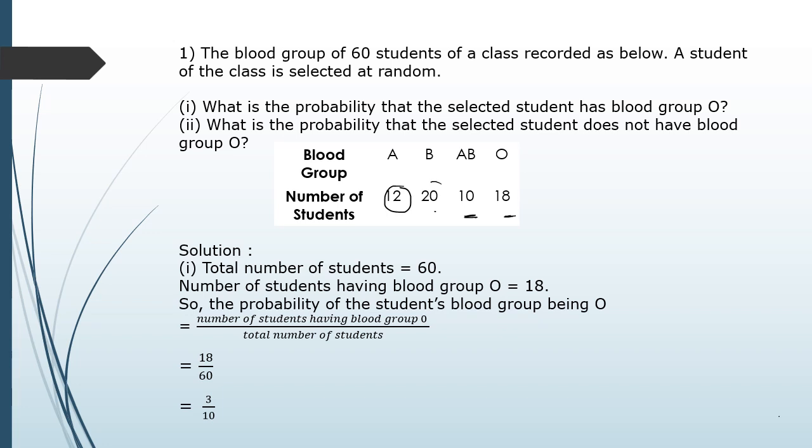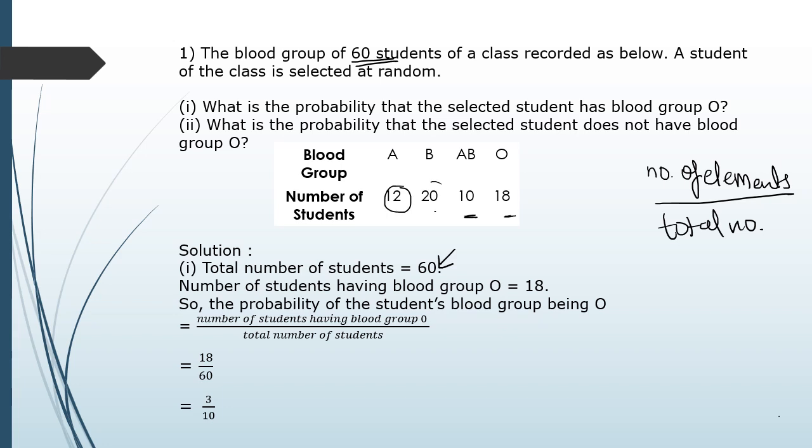It is the number of elements in one event divided by the total number in the sample space. Alright, now what is the sample space over here? Sample space is the total number of students that we have. How many students do we have? We have a total of 60 students. So our sample space would be 60.